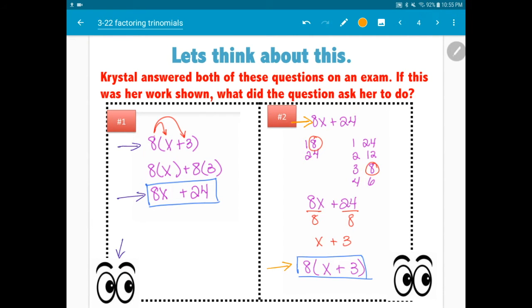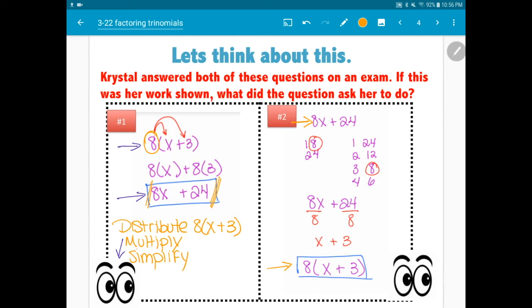So looking at this first one, if you started with a number outside the parentheses and put it into the parentheses, that question would have said to distribute. Or another word, it could have said multiply. Or it could have said simplify the expression. So all of that is telling us to take a number outside and put it in towards the center. We're making it smaller. We're making it more condensed. That's what we did here.